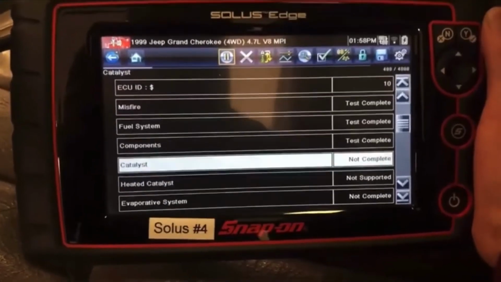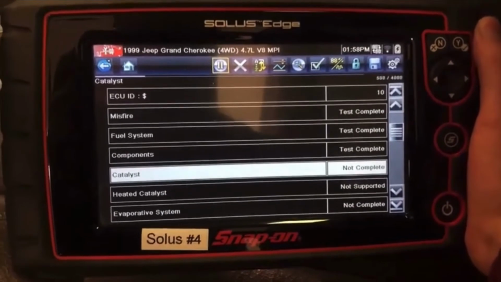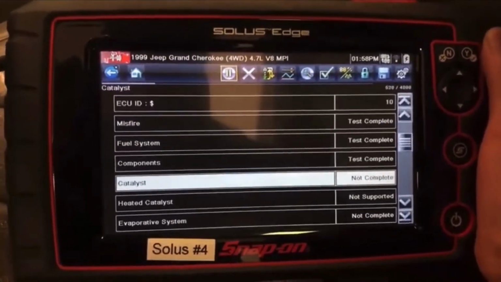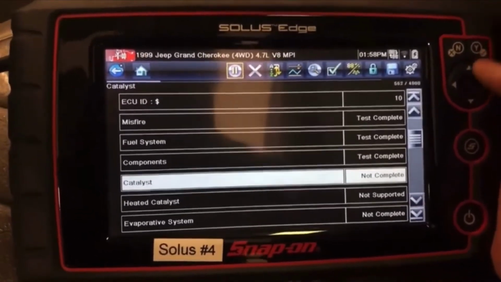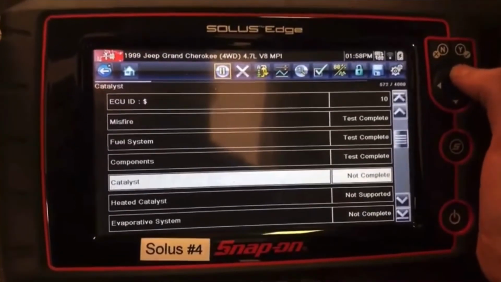Scan tool wise, we have a catalyst monitor, but it has not been completed, probably because it hasn't been through the right drive cycles, but we can't do that, so we're just looking at the scan tool to see what's there and what's not there.